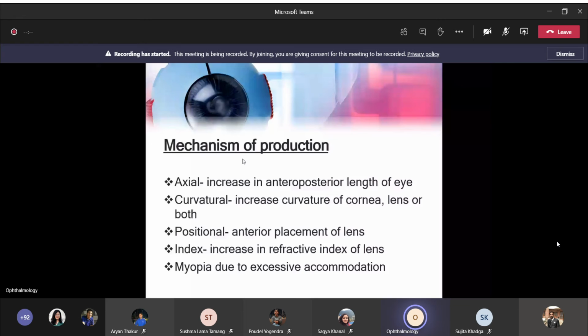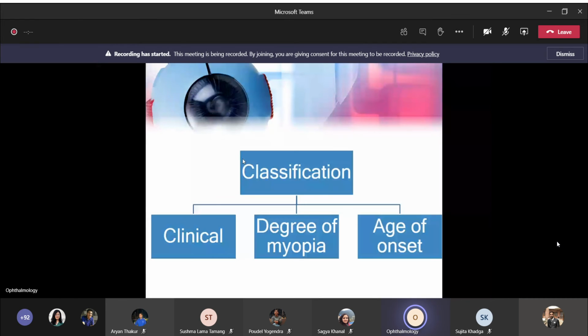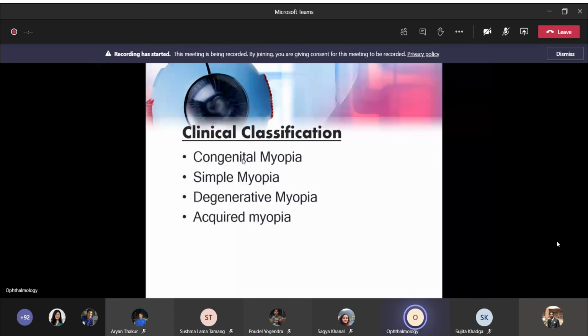Curvature myopia means the curvature of the cornea or lens increases. Positional myopia means anterior subluxation of the lens, and index myopia means the total refractive power of the lens increases. Now, the classification of myopia is based on clinical classification, on the degree of myopia, and on the age of onset. Clinical classification includes congenital myopia, simple myopia, degenerative myopia, and acquired myopia.